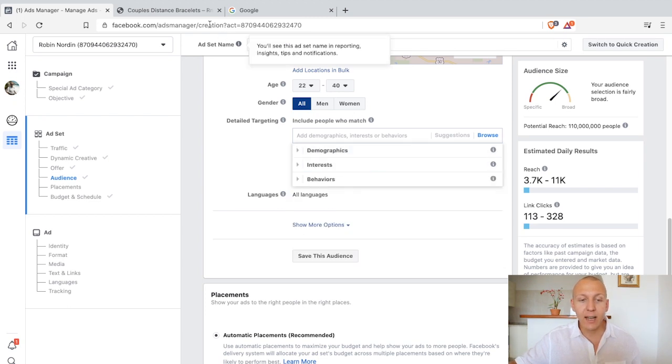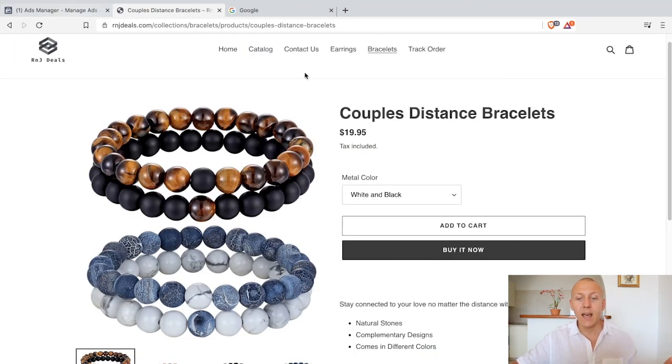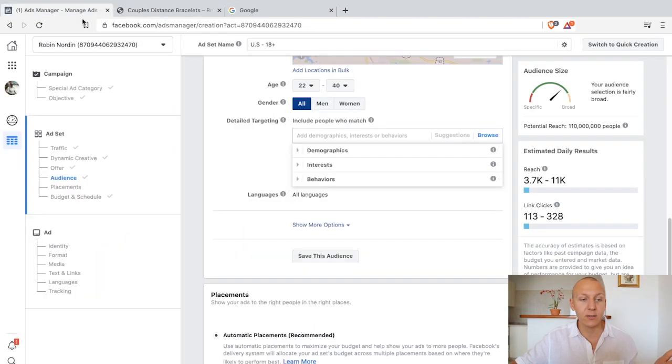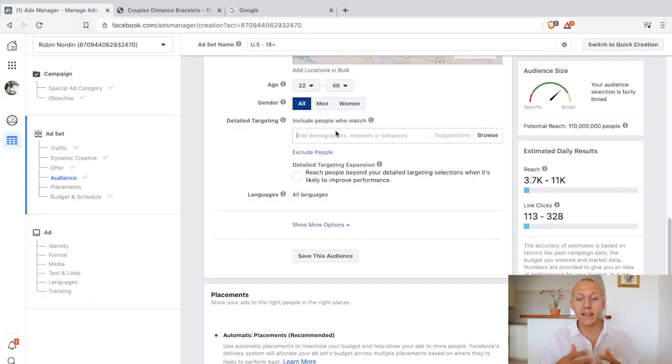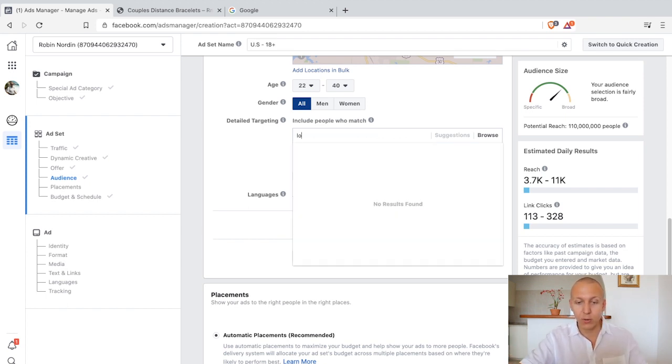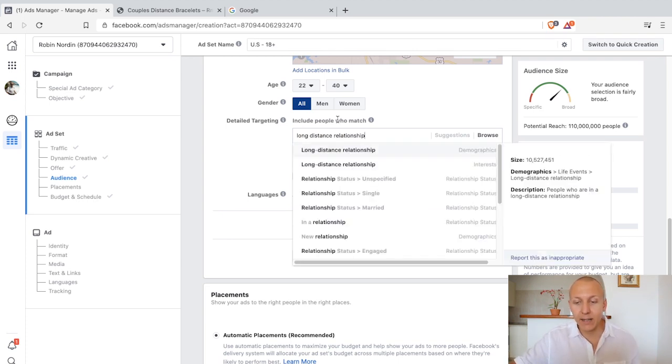So what I'm going to do now for this specific product is think, okay, what type of people would buy a couples distance bracelet? The first thing that comes to my mind, and I'm just going to search for it, are people who are in a long distance relationship. So I'm going to search for long distance relationship, just like that, and see what I get. As you can see, I'm getting two long distance relationships here. One is demographics, and the demographic has 10 million people in it. That means that these are people who are in a long distance relationship.